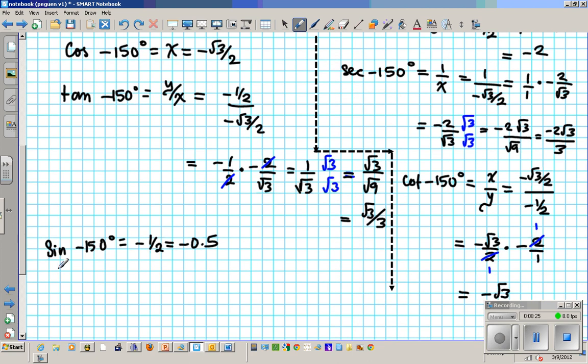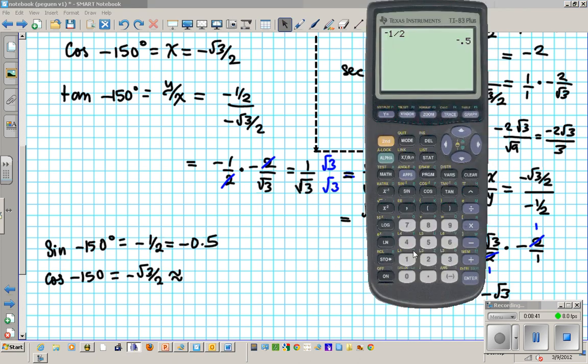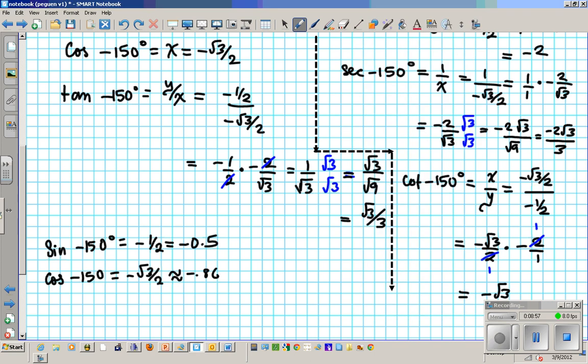All right, and then cosine. Cosine negative 150, we got negative root 3 over 2. What is the approximate value? Because this has a square root, this is not going to be exact. It's going to be an approximate value because all square roots of odd numbers are irrational. So negative square root of 3, make sure you close that parenthesis, please, divided by 2. And your answer is negative 0.8660. So it's approximately negative 0.8660.